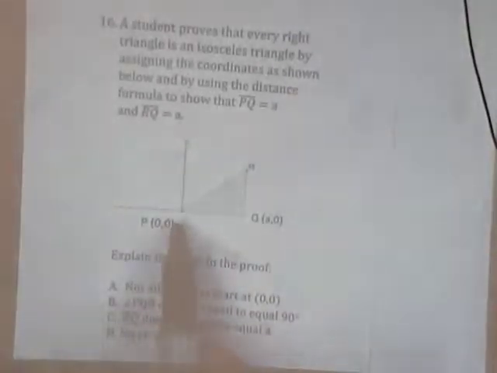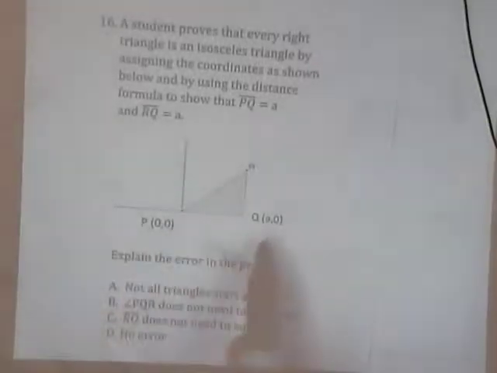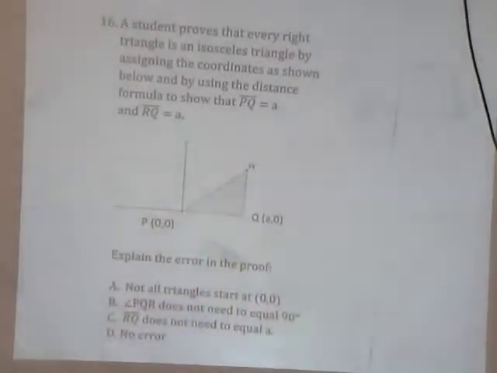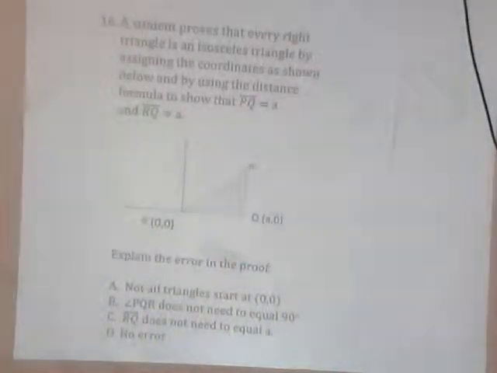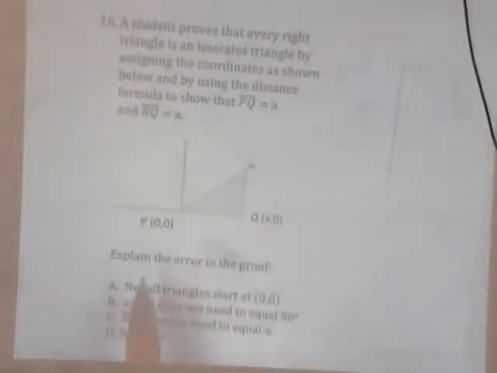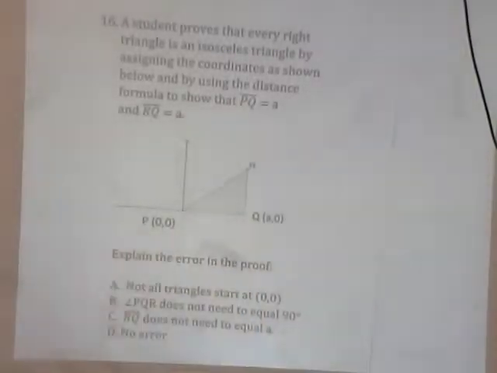Well, if P is 0, 0, and Q is A, 0, what's that distance right there? Okay, let's try it again. Let's throw some numbers in there. If this point is at 0, 0, and this is at 4, 0, how far would that be? 4, right? So if it's A, 0, how long is that? A, right? So that has a distance of A, for sure.